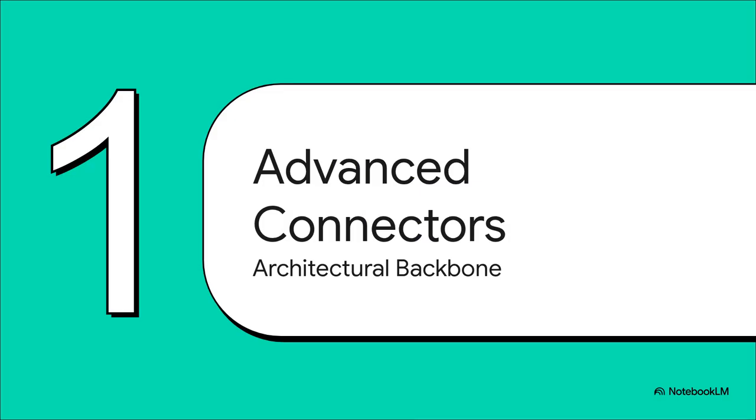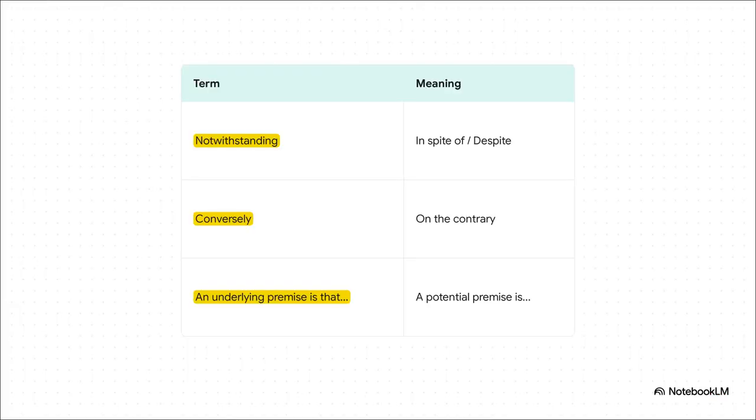All right, kicking things off with Section 1, Advanced Connectors and Phrasing. Think of these structural connectors as the architectural backbone of a high-scoring Writing Task 2 and Speaking Task 7. They immediately signal to the examiner that you can easily navigate complex academic and professional ideas. Let's jump right into our first terms.